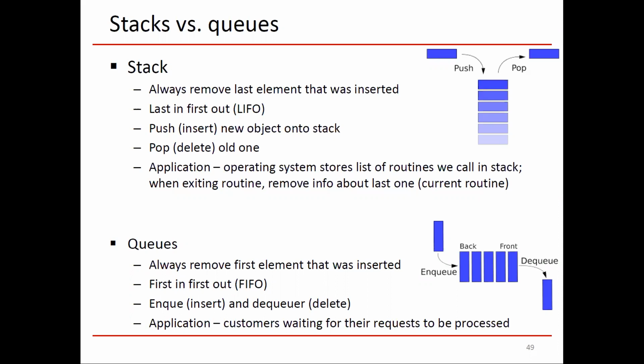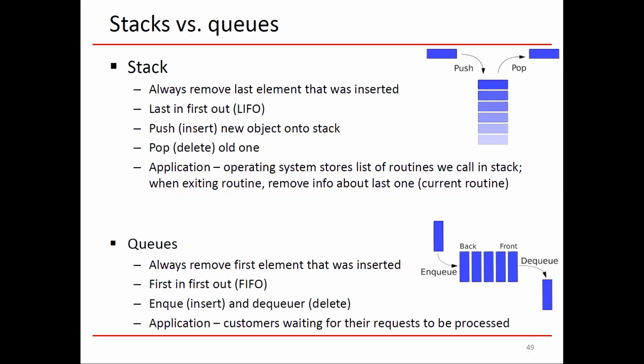So now that we understand the analogy, we always remove the last element that was inserted onto the list. The dish that's on top of the stack is the dish that was the last one pushed onto the stack. And this is a last in, first out order, LIFO. In a moment, we'll talk about FIFO, first in, first out. So stacks are LIFO. We push or insert a new object onto the stack, in our analogy, on top. And when we delete, we pop a dish off of the stack.